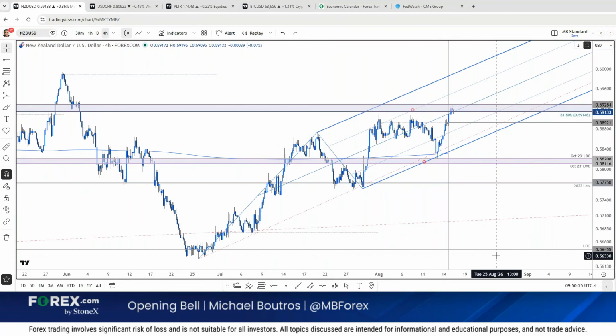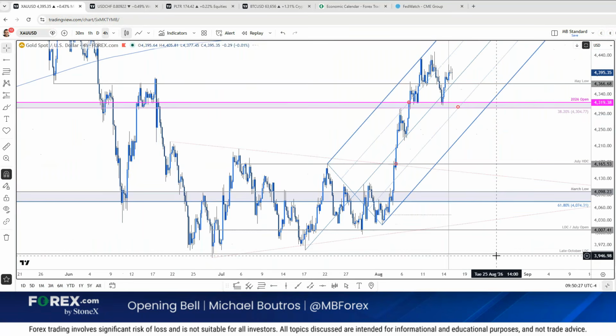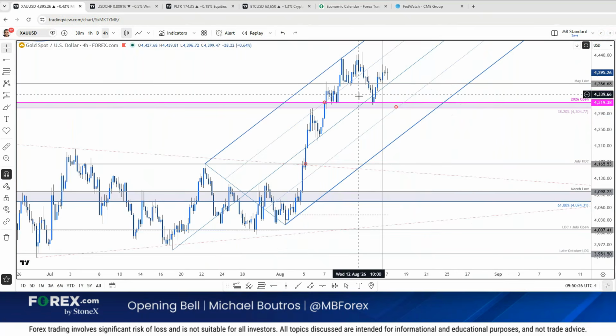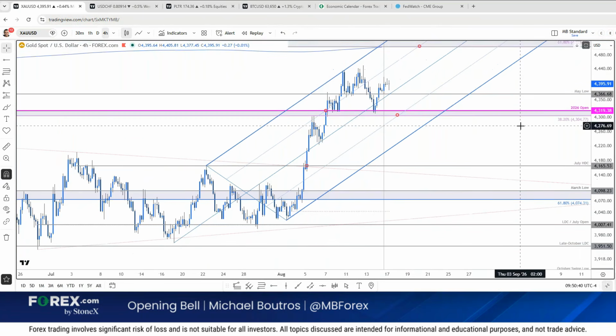Okay, quick look at Kiwi there. So last but not least, just a quick look at gold. We were talking about the yearly open, the 38.2 retracement at 43.04 as support that needed to hold for the uptrend to play. It's exactly where this thing bottomed last week. And here's the recovery. So nothing really changes on gold, okay?